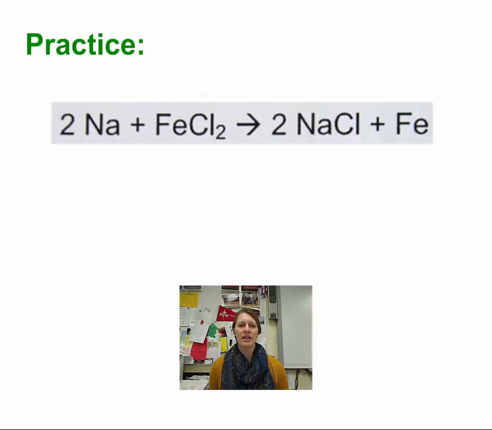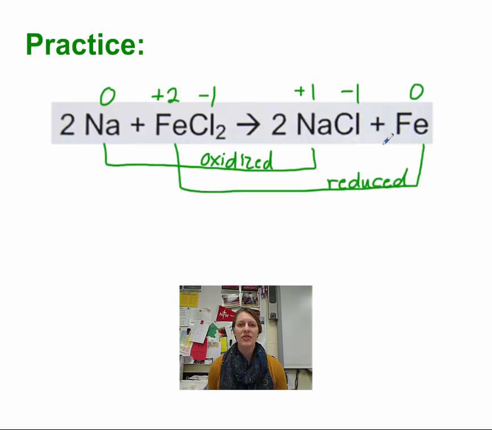Why don't you go ahead and try this particular equation as a practice? So pause the video, think of your oxidation numbers, and then try to determine what is being oxidized and what is being reduced. After you figured out the oxidation numbers, hopefully you got the same answer as what I have here.